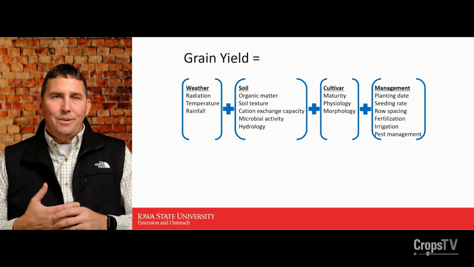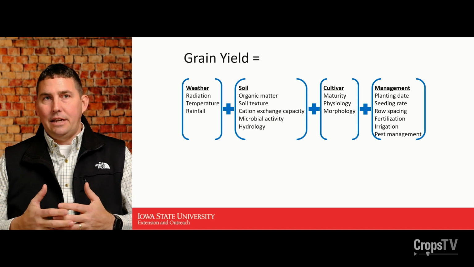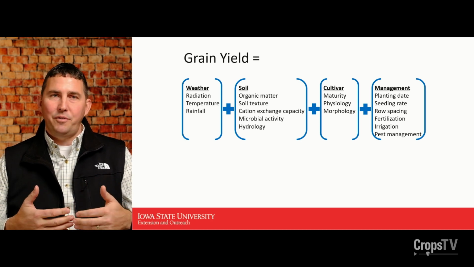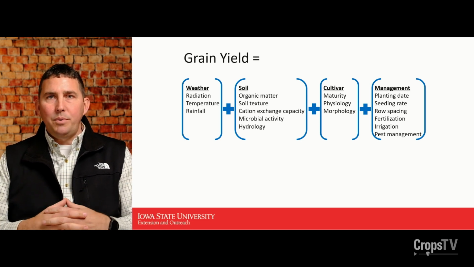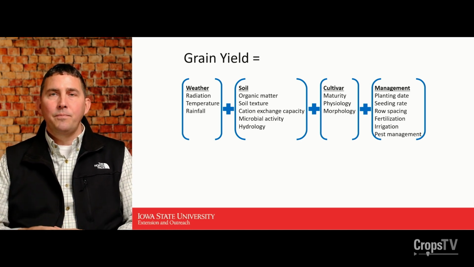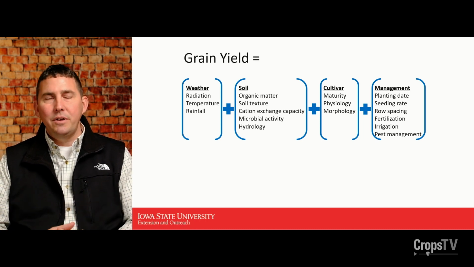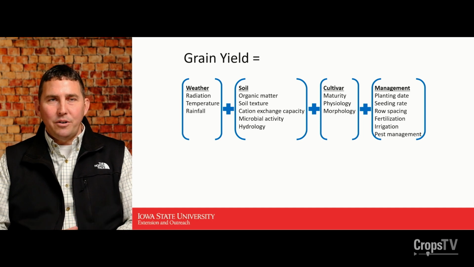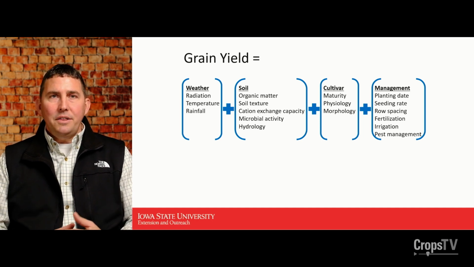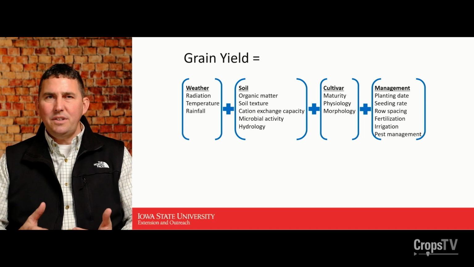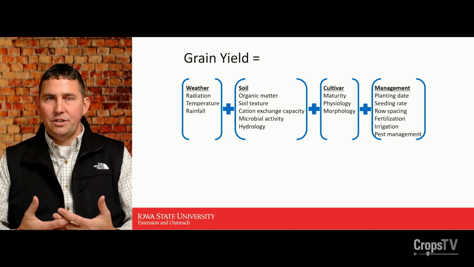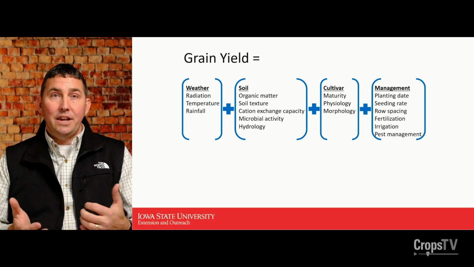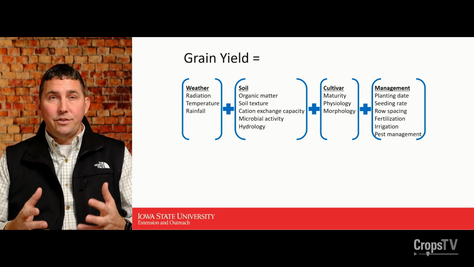For the most part, weather we really don't get to dictate, right? So radiation, temperature, rainfall, it's what's basically given to us. Maybe an exception to that would be the irrigation that I have listed over there underneath the management side. That's the only attempt that we have to manipulate the weather factors. On the soil factors, again, for the most part, this is what's given to us. Organic matter and soil texture, cation exchange capacity, microbial activity, hydrology. They're just what's there in the soil for us.